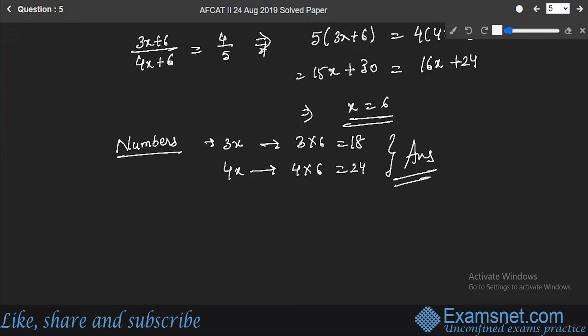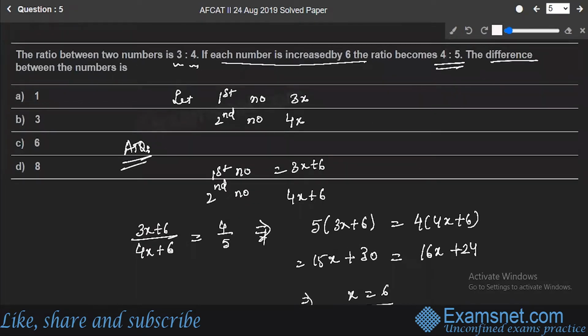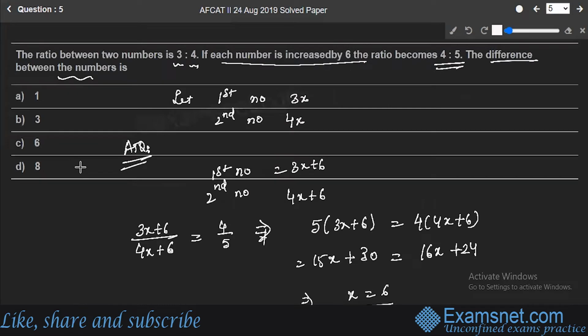Right. And you have to, oh, okay, this is not the answer. Actually, you have to find out, let's see the question, you have to find out the difference between the two numbers. So the difference is 24 minus 18, that is equal to 6. Hence, the correct answer is option C. Hope this is clear. Now, let's move forward to the next question.